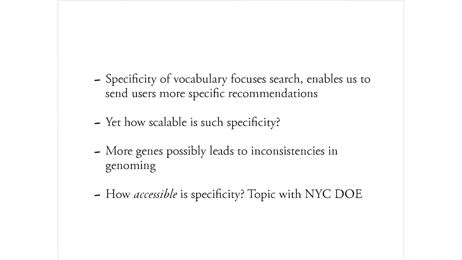But how scalable is such specificity when you have a group of specialists that's actually inputting this information? Because more genes actually lead to potential inconsistencies. We have a genoming panel, which is a screen where you actually have to enter all of these terms. If you have to remember all of these things, with too many terms to input, it's very hard to keep consistency. And as everybody knows, if you're trying to create a controlled vocabulary, consistency is extremely important. It probably is the most important thing.